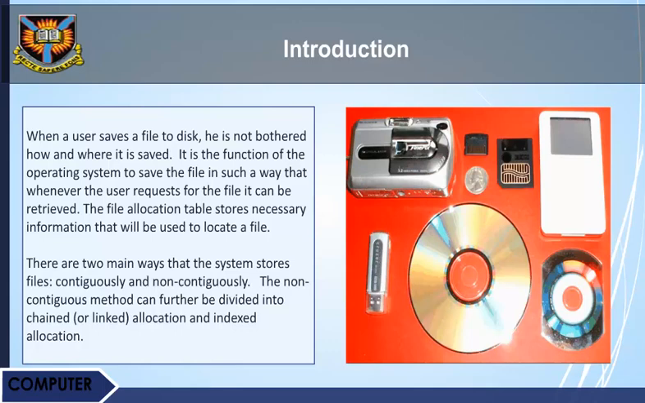The file allocation table stores necessary information that will be used to locate a file. There are two main ways that the system stores files: contiguously and non-contiguously. The non-contiguous method can further be divided into chained or linked allocation and indexed allocation.